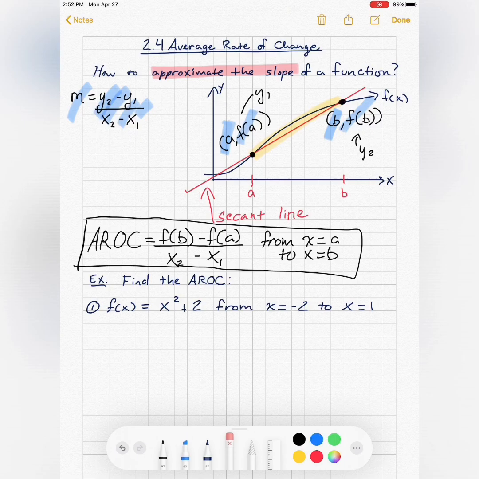And then let me change one thing here. When I plugged my x's in, I meant to use my x's from my coordinate pairs. Should be b minus a. But anyways, the same thing, right? Different notation. So what I have in the numerator, this is y2, this is y1, this is x2, this is x1. So what does this give me? This gives me the average rate of change of the function, which is the slope of the secant line, which is an approximation of the slope of the function itself.